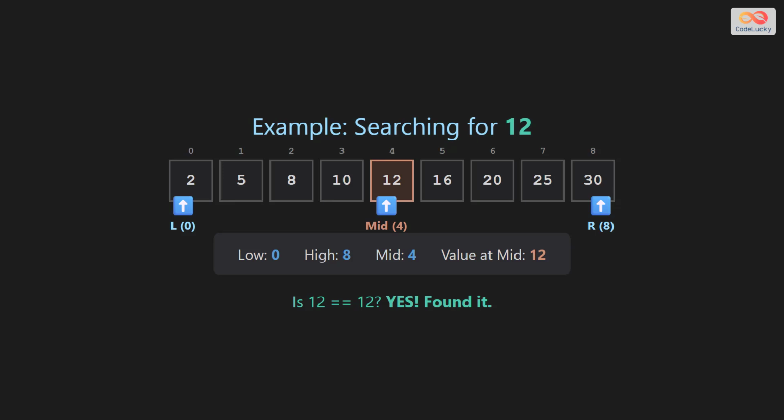Let's look at a real example. We are looking for the number 12 in this sorted array. We define a start point, 0, and an end point, 8. We calculate the exact middle index, which is 4. The value at index 4 is 12. We compare our target 12 with the value 12. They match. We found it instantly.